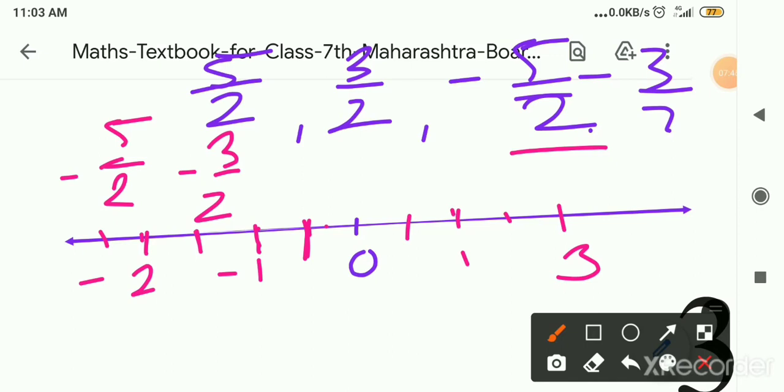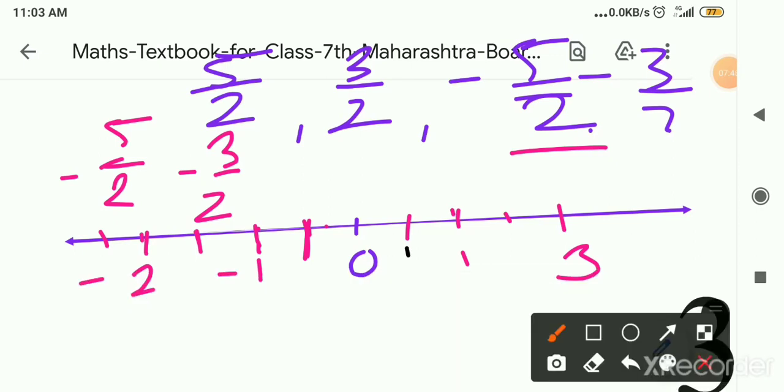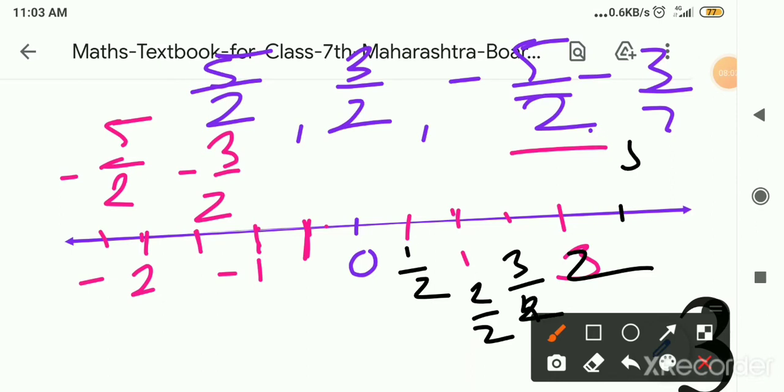Similarly, towards the right side, if we are moving, you will notice that this point is plus 1 upon 2. 1 means what? 2 upon 2. This is 3 upon 2. Here 2 ones, here 4 upon 2, and here it is 5 upon 2. And here 3 upon 2. In this way we are plotting.